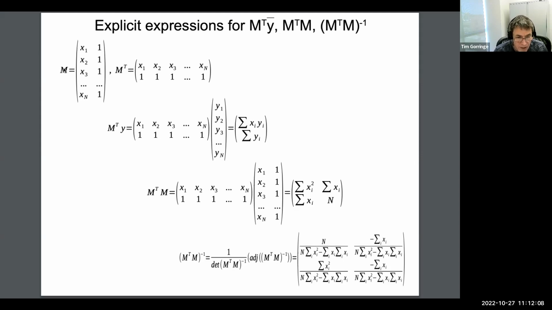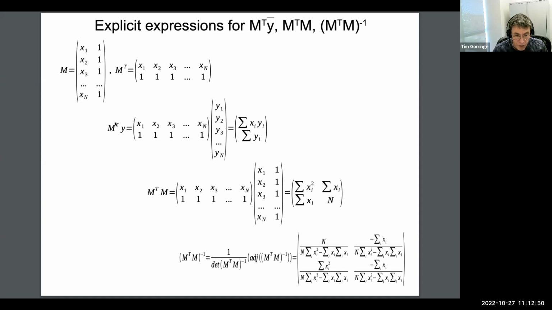So upstairs here, I'm reminding you of what the matrix M is. Remember, it's a two-column matrix. The first column is the independent variables, x1, x2 through xn. The second column is just the corresponding set of ones. Its transpose, you just got to reverse the rows and the columns. So the transpose is now a two-row matrix with n columns. The independent variables are in the first row, then the set of ones, n ones, is in the second row.